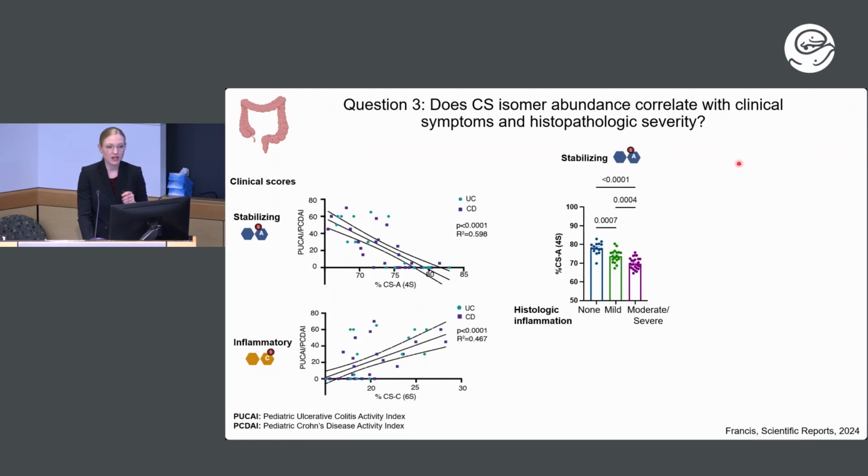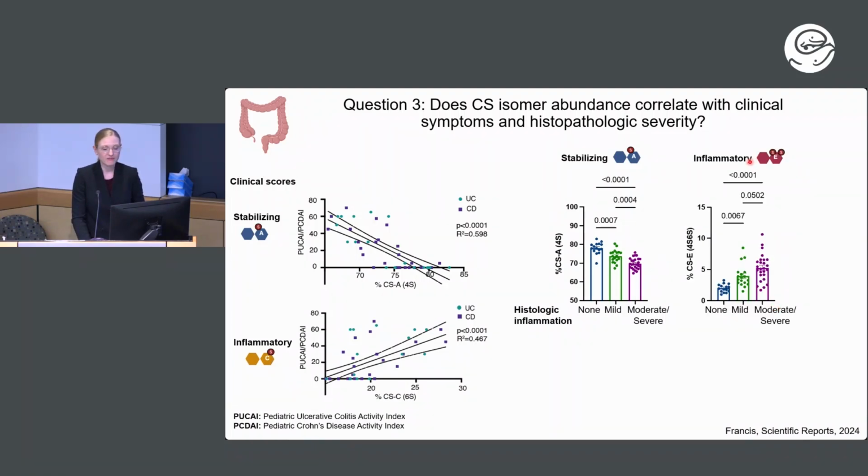Then I looked at histologic inflammation. So we don't get a nice range of scores from 0 to 80 on the histologic inflammation. It's just really grouped as no inflammation, mild, moderate, or severe. So I'm showing the associations here of the CSA content with those categories that the pathologist used on their report looking at the slides. You can see for the stabilizing CSA isomer, there's a stepwise decrease with increasing histologic inflammation.